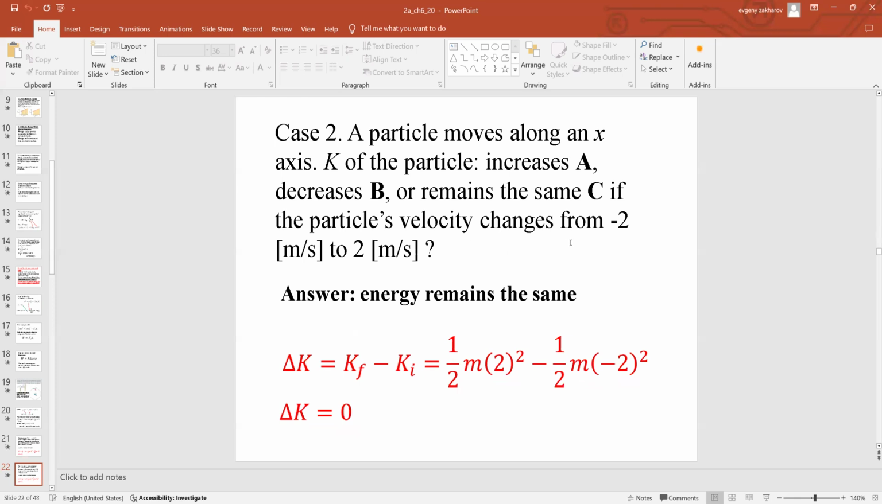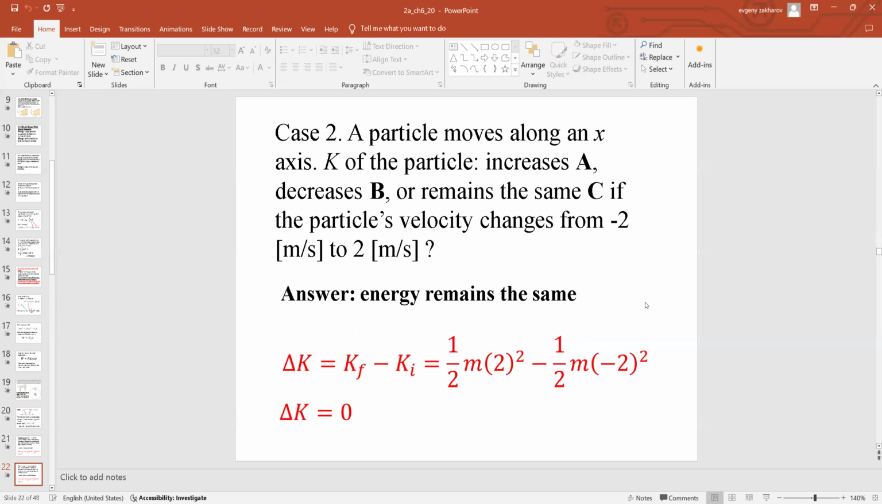Now it is a change from -2 to +2. And once again, +2 should be greater than -2, so you should expect an increase. But once again, we don't care about negatives, and it's -2 squared and 2 squared. This is 4 minus another 4. 4 minus 4 is 0. So you essentially get no change. No change means energy remains the same.